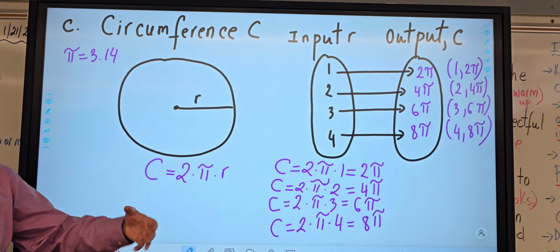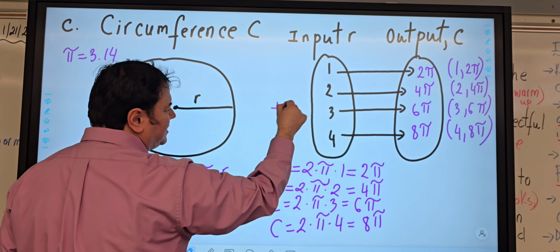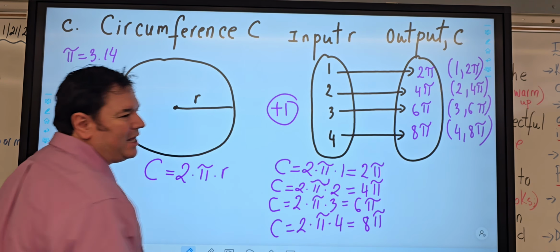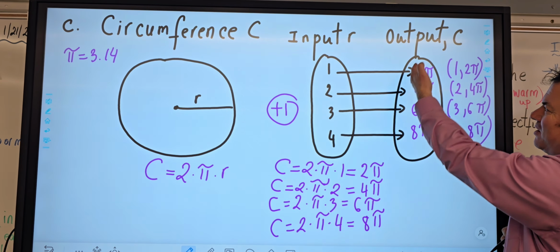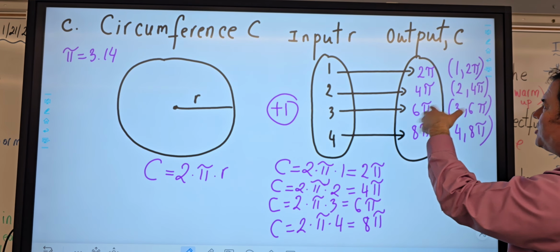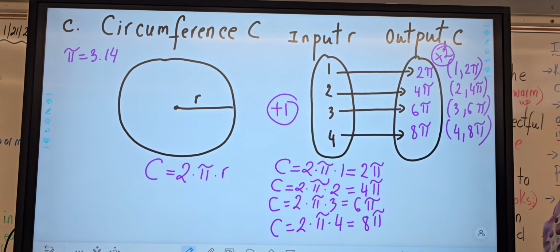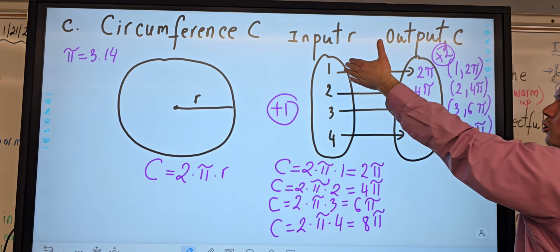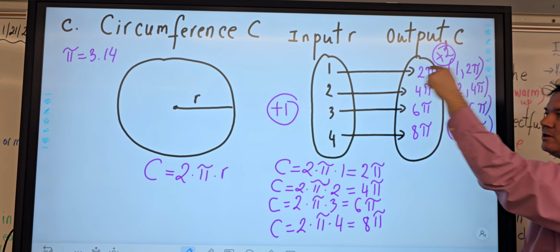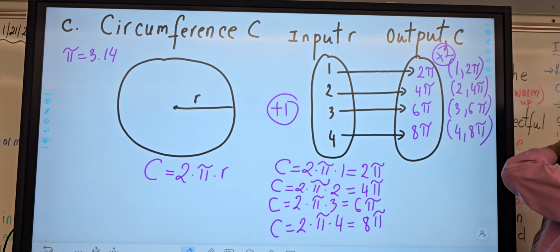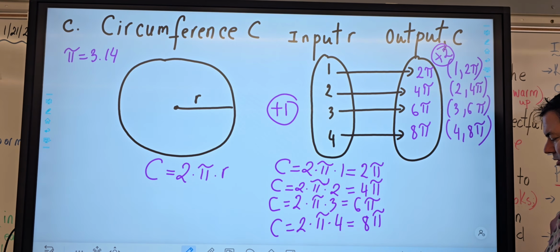And again, the pattern is the input increased by 1. So this stays the same. We add 1 each time for the input, and the output, again, the same, from 2 to 4, plus 2 each time, right? So plus 2 each time. Okay? And of course, all of these are functions, because for each input, there is exactly one output. For all of these inputs, we get exactly one output.